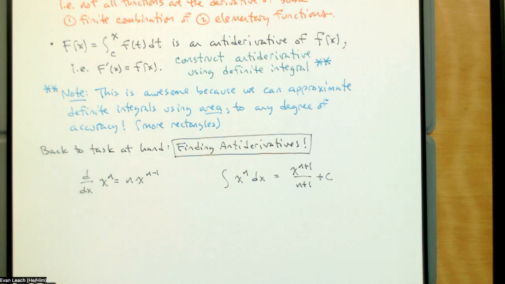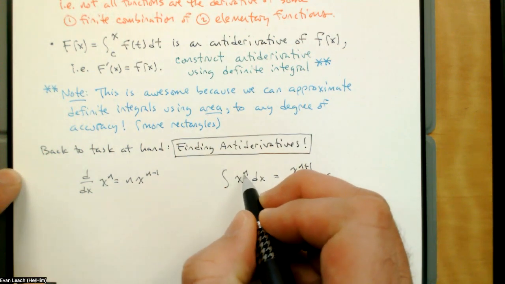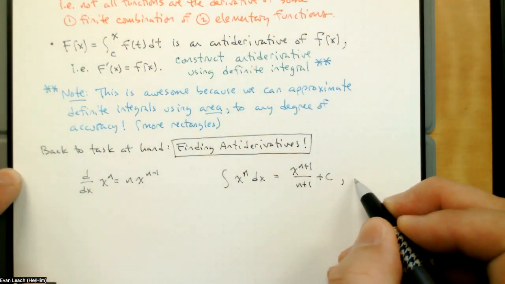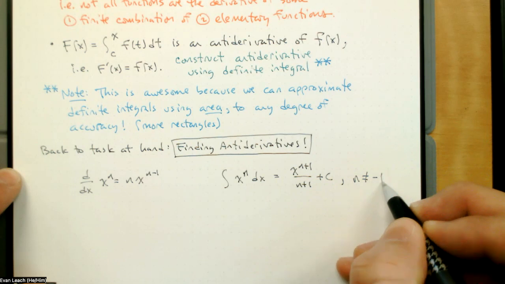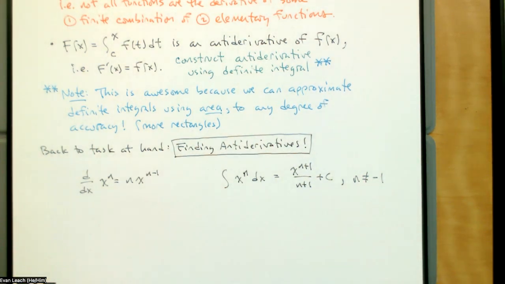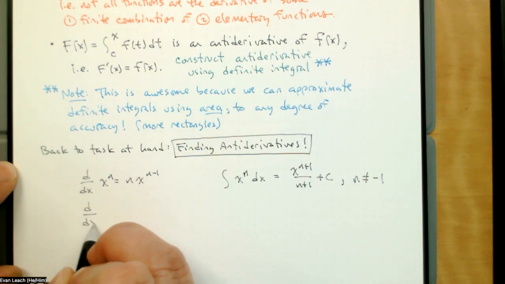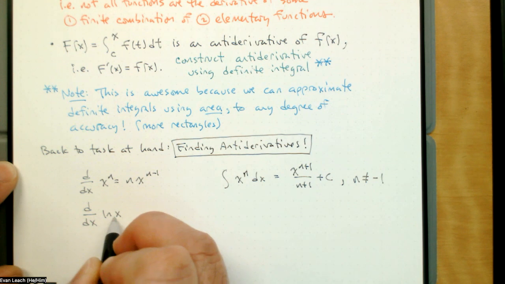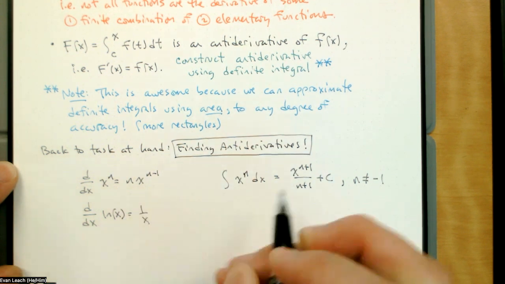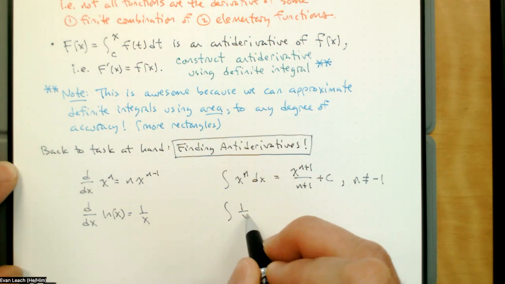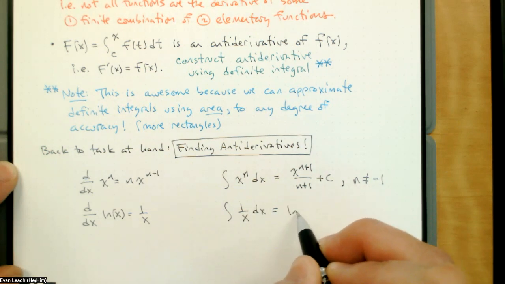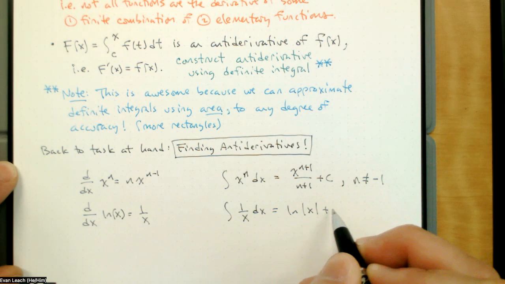Now, this only works if n is not -1. We didn't write and make note of that yet when we first talked about this. So this is only valid for n when it's not -1, because otherwise you've got that big 0 sitting in the denominator. And that ain't no good. You can't have 0 in the denominator. But that's okay, because we also know that the derivative of natural log of x is 1 over x. So the integral of 1 over x dx is natural log of absolute value of x plus c.